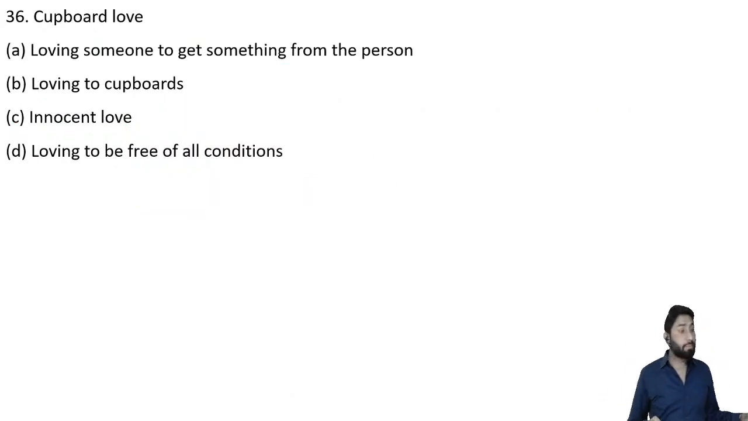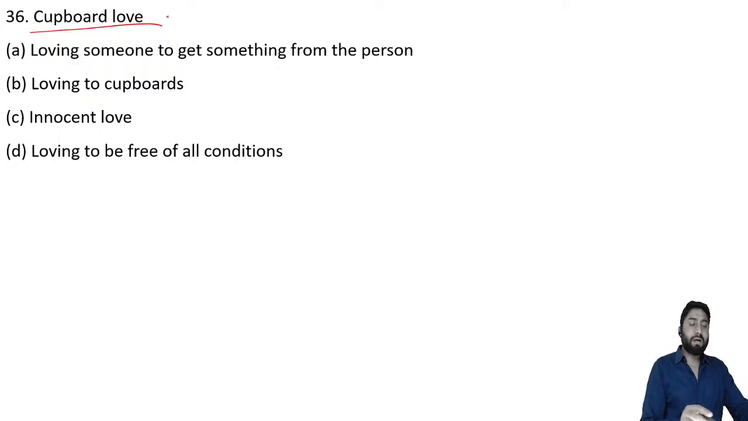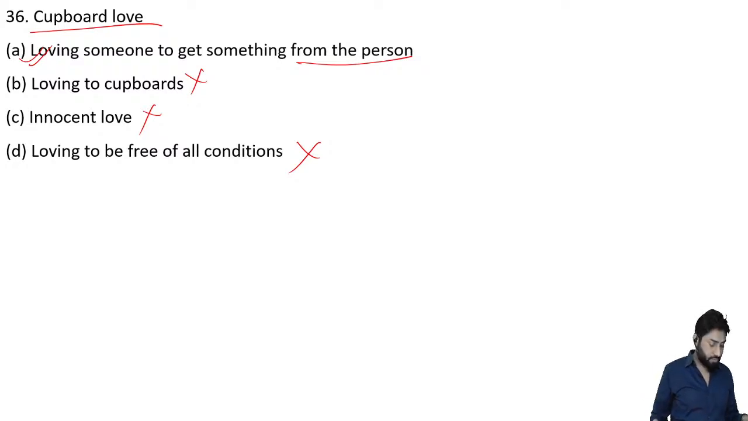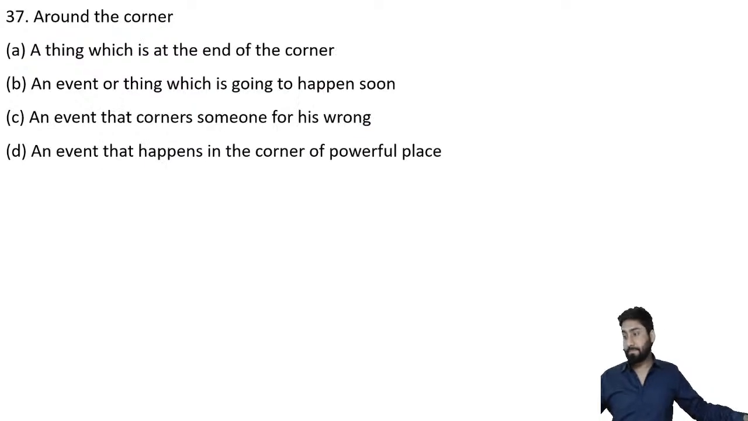Cupboard love. Cupboard love, again, is beneficial love, right? There are two types of love. One is the genuine one, and the other is to seek some benefit. You must have come across these kinds of things everywhere. So cupboard love is loving someone to get something from the person. Yes, that could be the meaning. Loving cupboards, no, that doesn't make sense. Innocent love, no. Loving free conditions. Obviously, the answer is A: loving someone to get something from the person. That's what it is. Let's move to the next one.